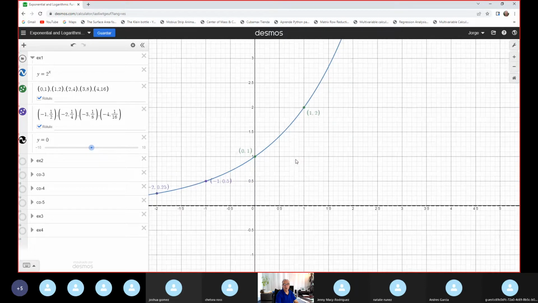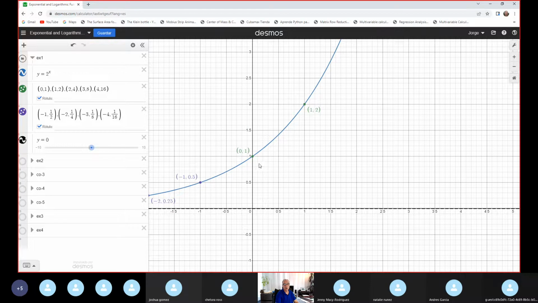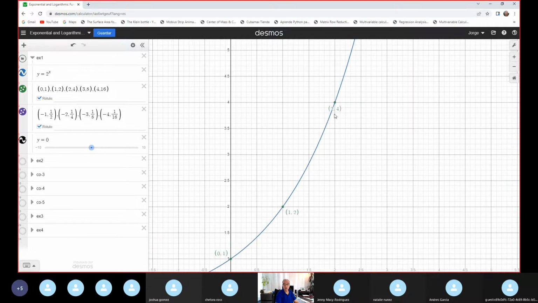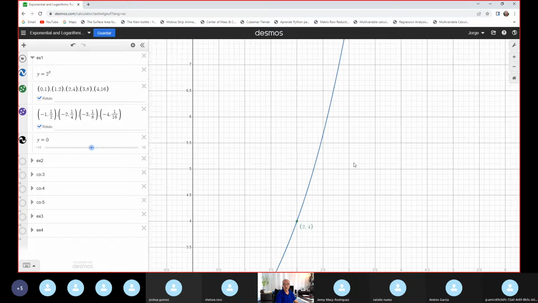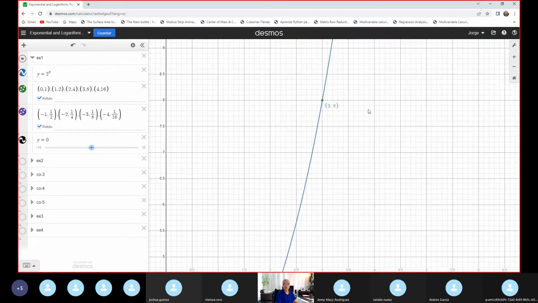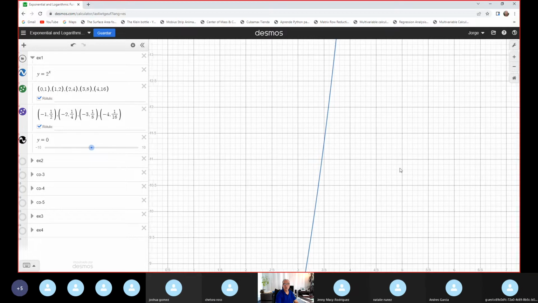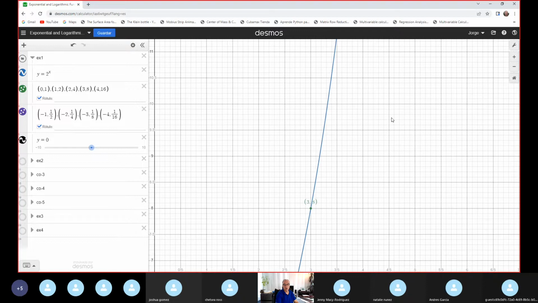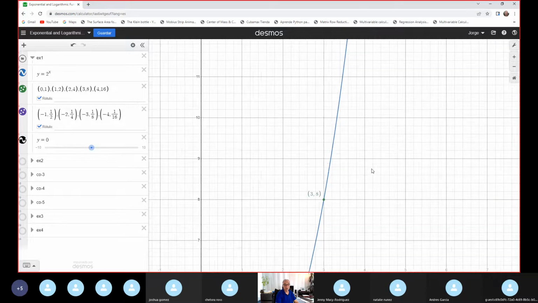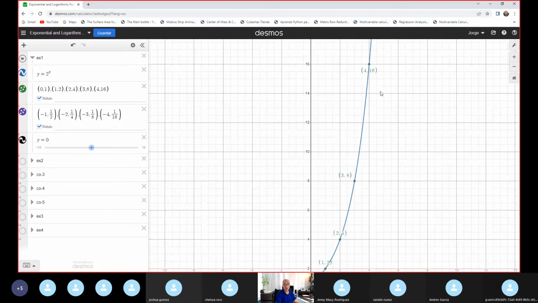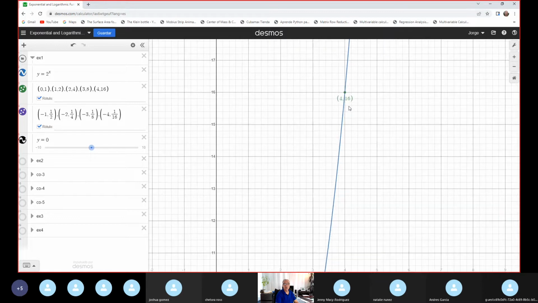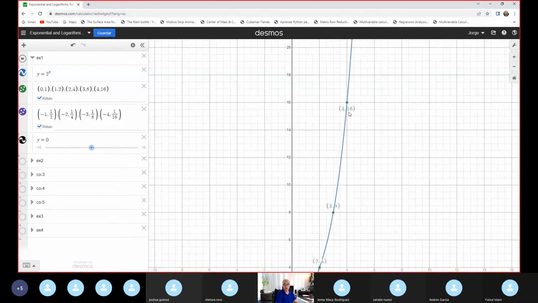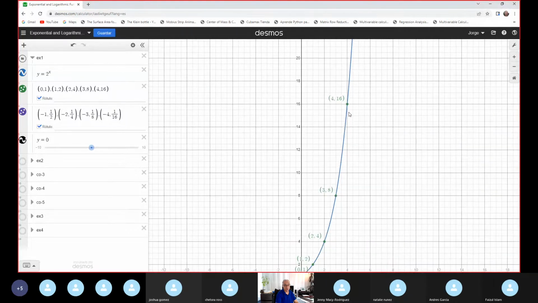In the positive part, I put the green color, no? (0, 1) is the universal point. (1, 2) because the base is 2. (2, 4). (3, 8). Yeah, I don't know if I put one more or not. No, but the next is (4, 16), no? Yeah, look at that, (4, 16). Do you see the exponential growth increasing too fast?